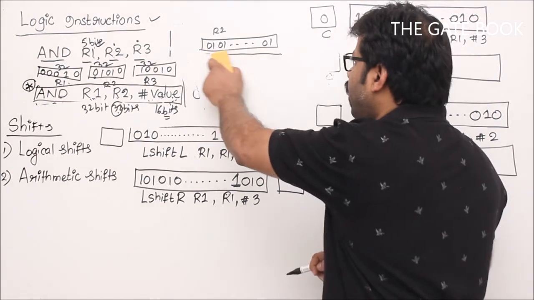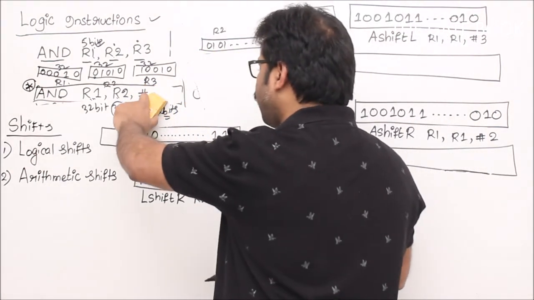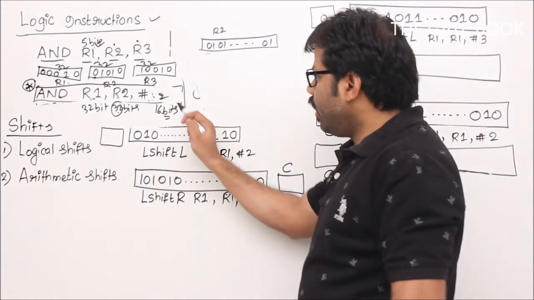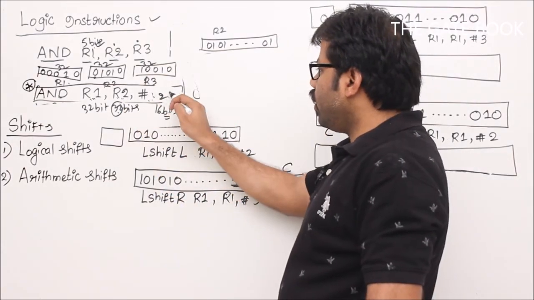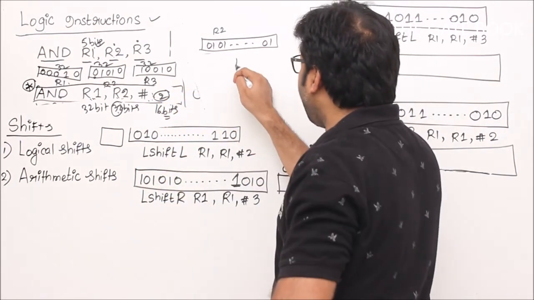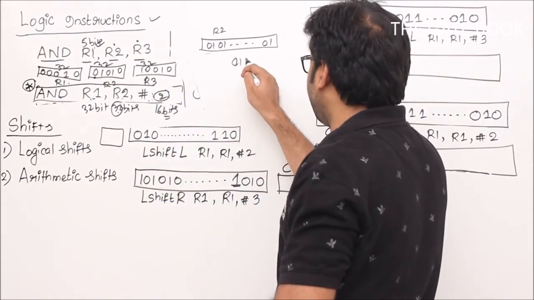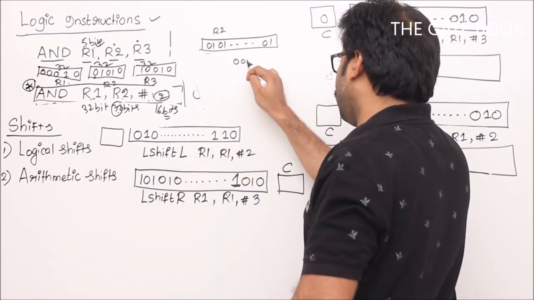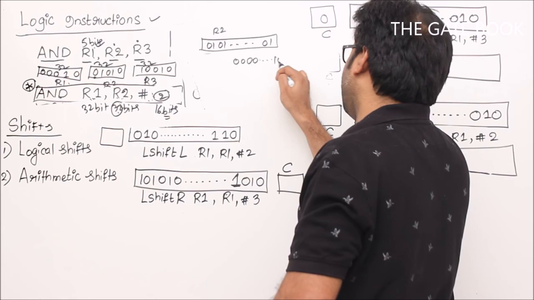Now you have some value in the instruction. What is that instruction value? Assume, let's say, that it is 2. Then you are adding 2 with R2, but 2 is now represented with only 16 bits. So you will have those 16 bits like this. How do we represent 2 in 16 bits? 0, 0, 0, 0, 0, 0, 1, 0.